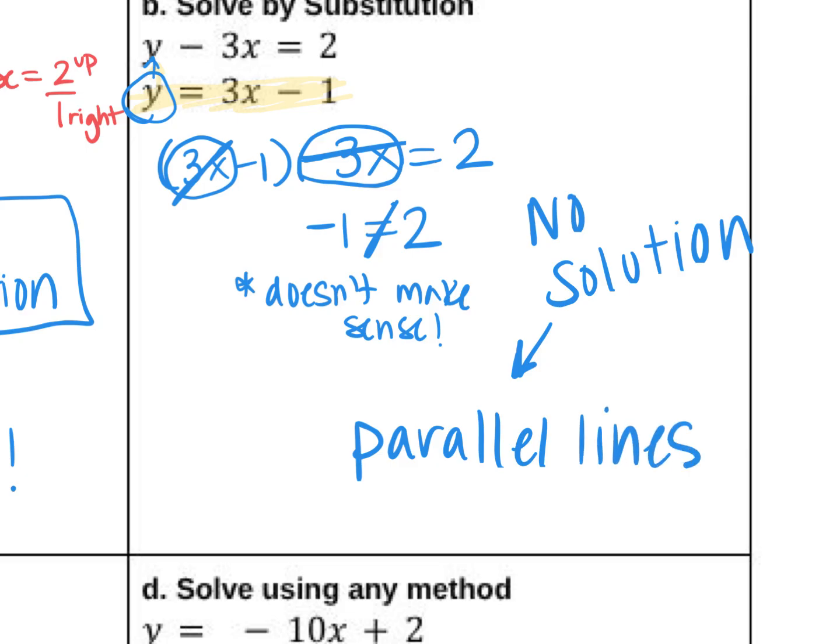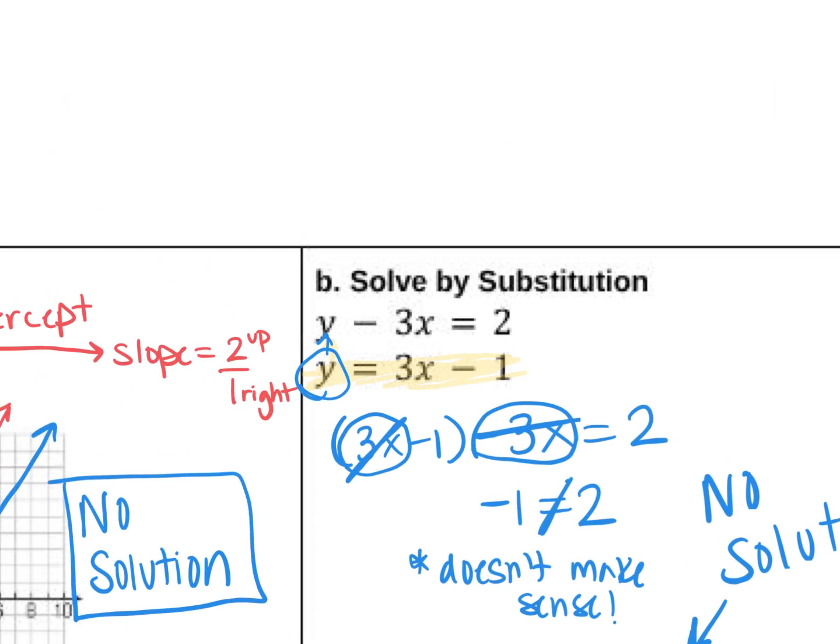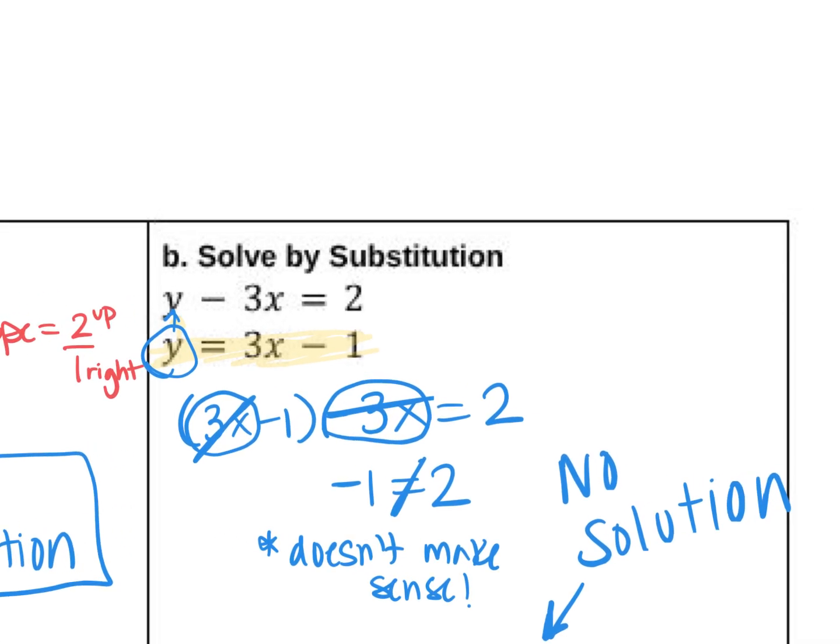If I wanted to, I could rearrange these equations to put them in y equals form, and you would see that the lines are parallel. So watch, this one's already in y equals form. If I took this one and added 3x to each side, look what I'm going to get: 3x plus 2. Oh, look at that. Slopes are the same. So anytime you have the same slopes, no solution.